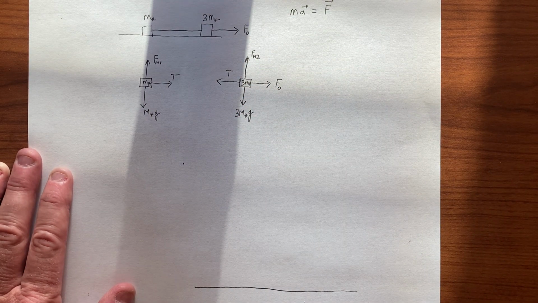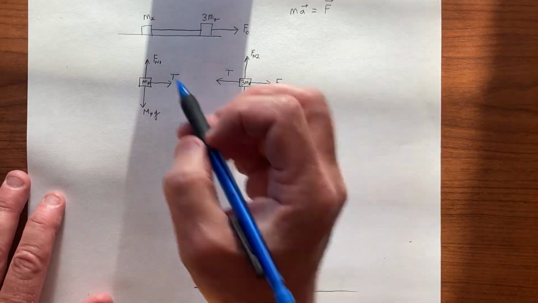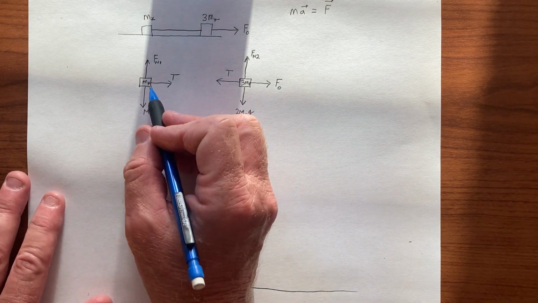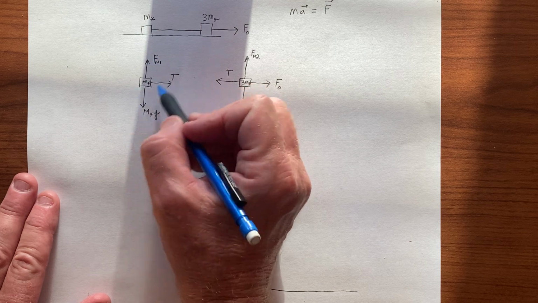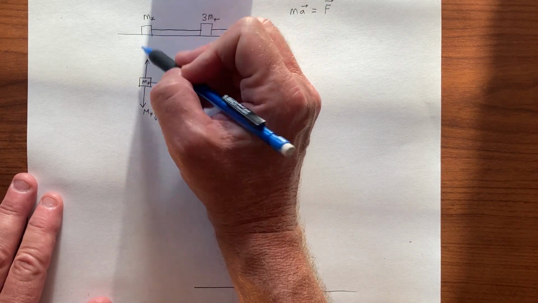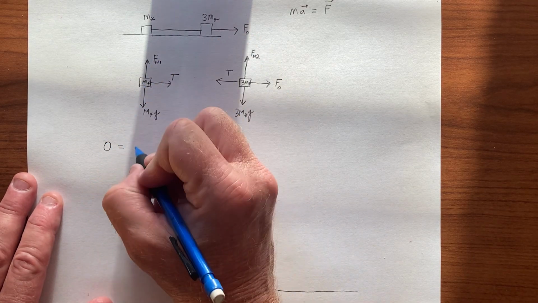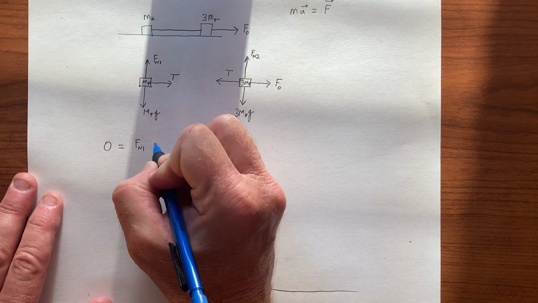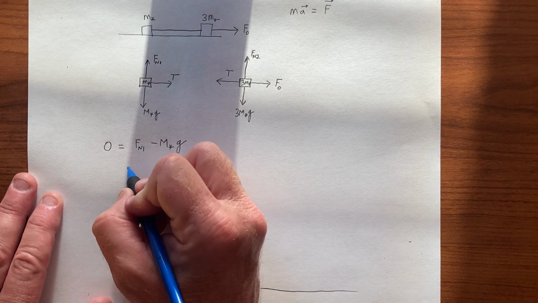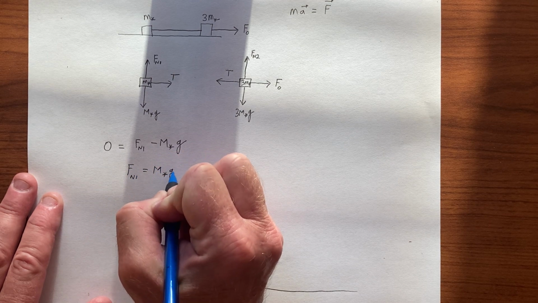So what does MA equals F tell us? Well, so we have vertical and horizontal components. So the vertical component on this object tells us that because the object is not accelerating in the vertical direction, we have 0 is equal to Fn1 minus m star g. And of course, that gives us Fn1 equals m star g.